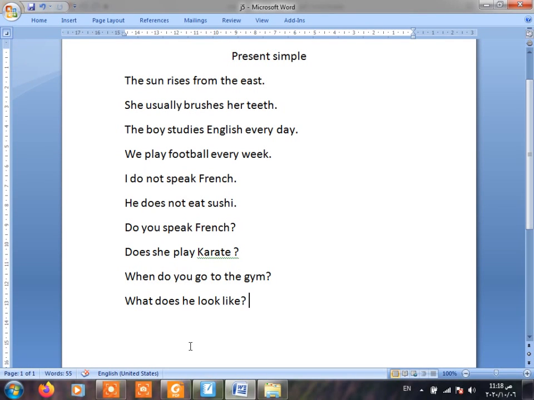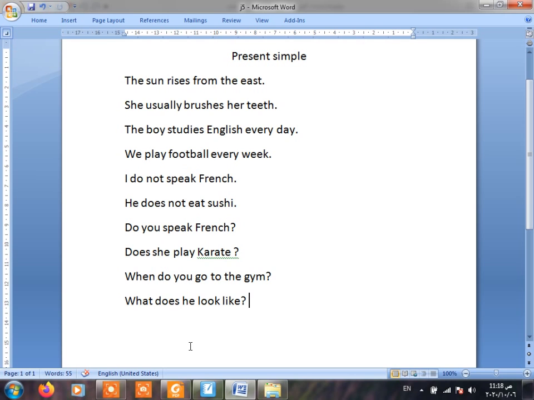Today we'll talk about the present simple. So let's look at these sentences. The sun rises from the east. Have you ever seen the sun rise from the west? No, so this is a fact. So we use fact in the present simple.